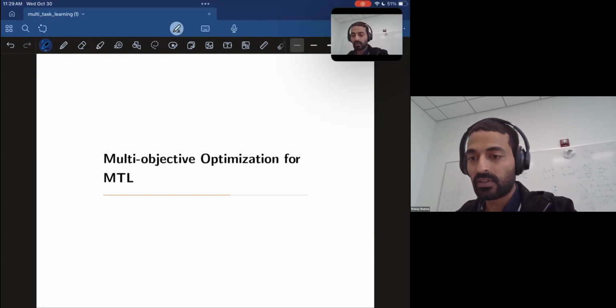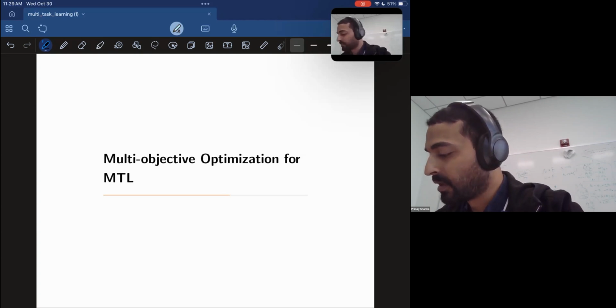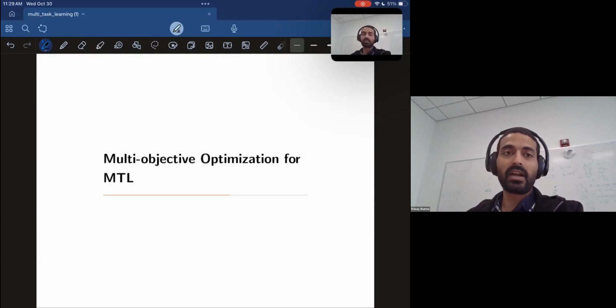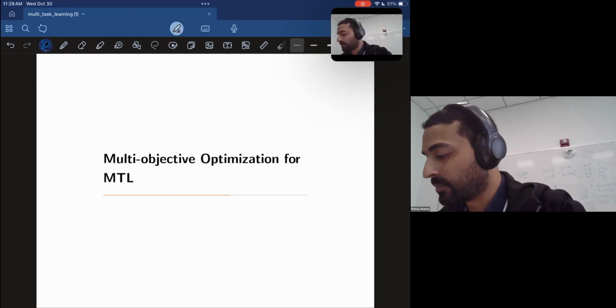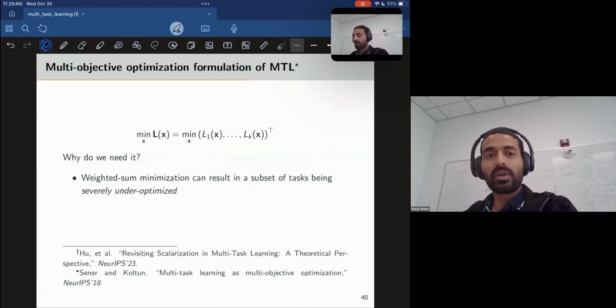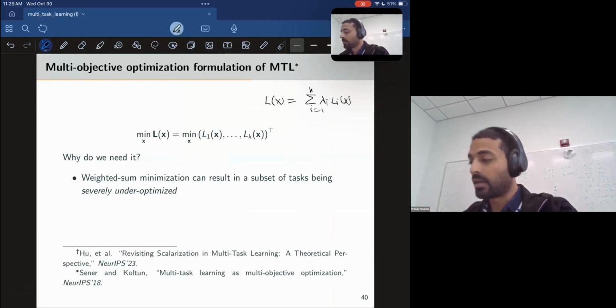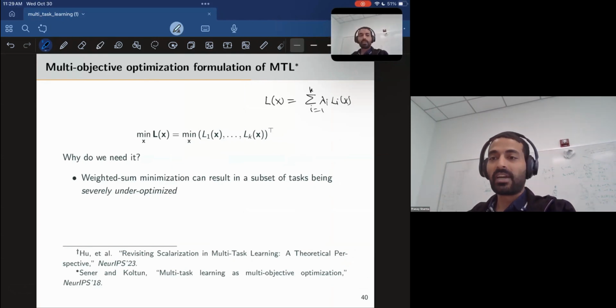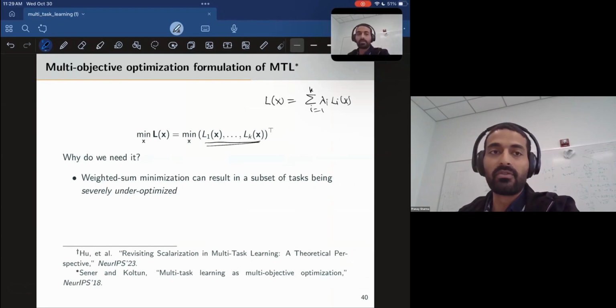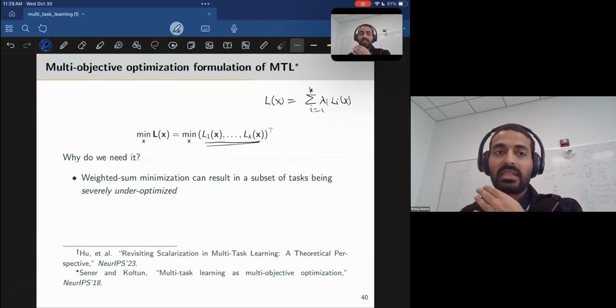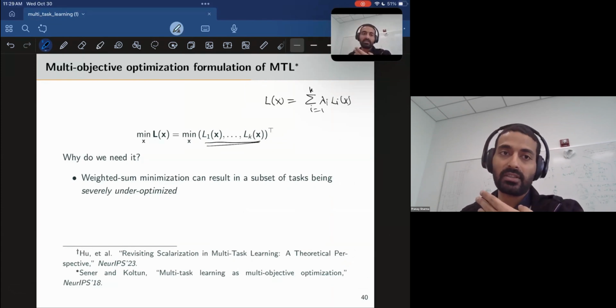Okay, let's go over the final section. I have less time than I intended to, but let's see. So now we are again looking at optimization, but a more general framework. Earlier, every time we had some loss, we were aggregating the different losses in some way. Now we want to minimize all of them at the same time. We won't aggregate anymore. So rather than minimizing a scalar function, now we are minimizing a vector function.